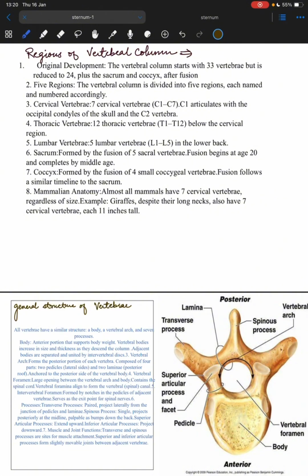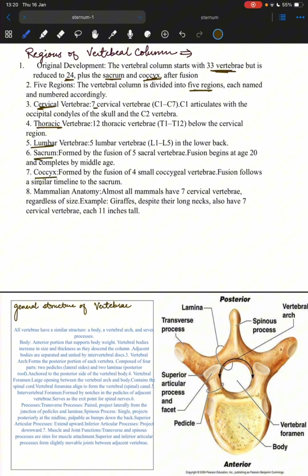The vertebral column starts with 33 vertebrae initially, but it reduces to 24, plus the sacrum and the coccyx. After the fusion, the last bones get fused together and form the sacrum and coccyx. The vertebral column is divided according to name and number into 5 regions: cervical, thoracic, lumbar, sacrum, coccyx.